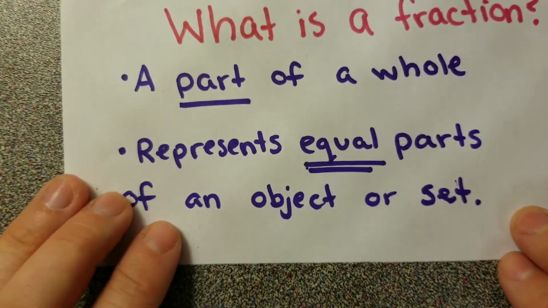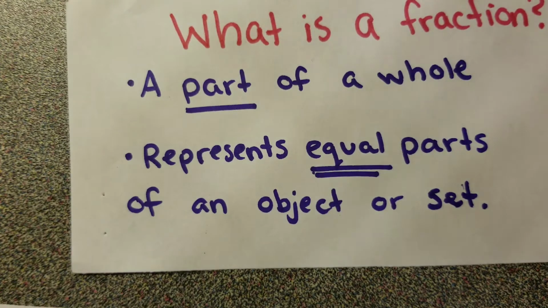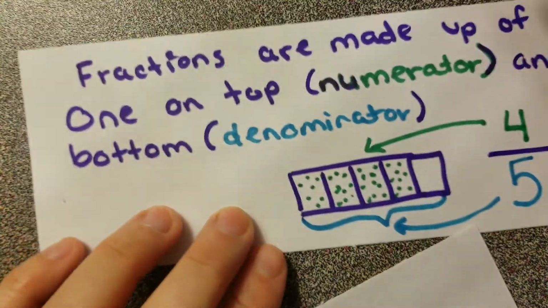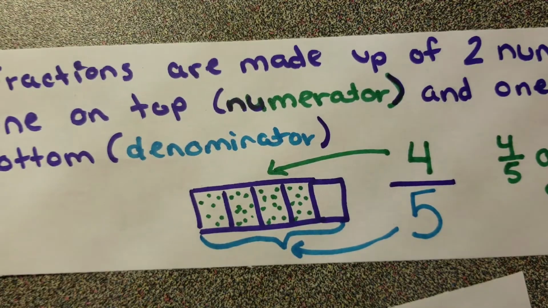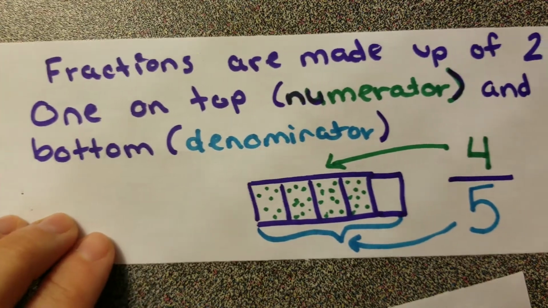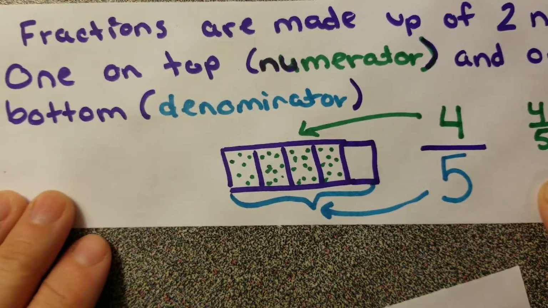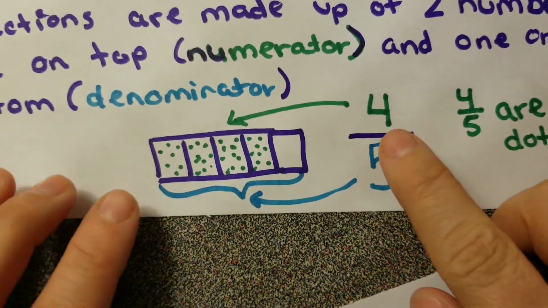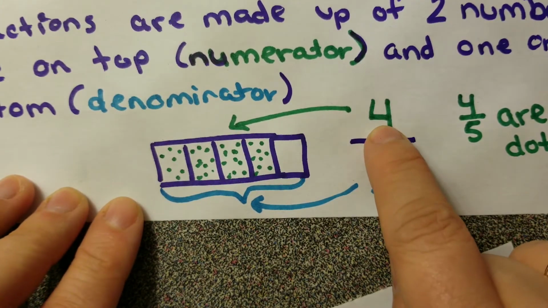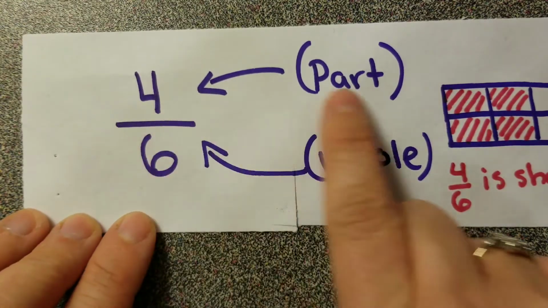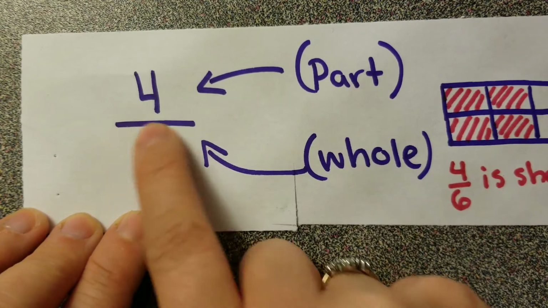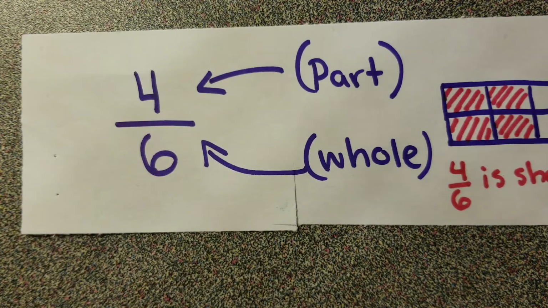So whether you're looking at an object or a set, we still have a numerator and a denominator. Fractions are made up of 2 numbers. The number on top is the numerator, and the one on the bottom is the denominator. And remember, the number on top is the part or parts that we are looking at, and the number on the bottom is the whole thing, so the whole object or the whole set.